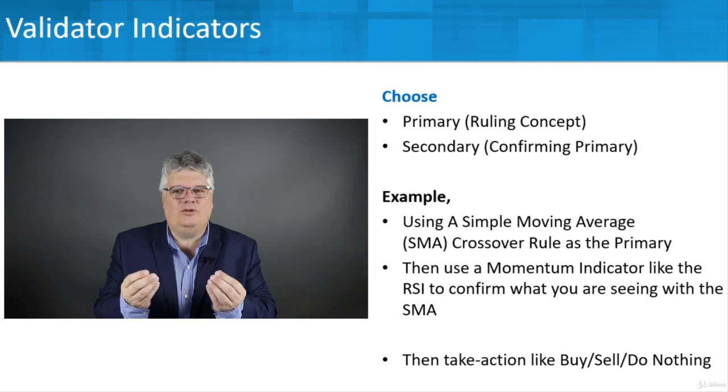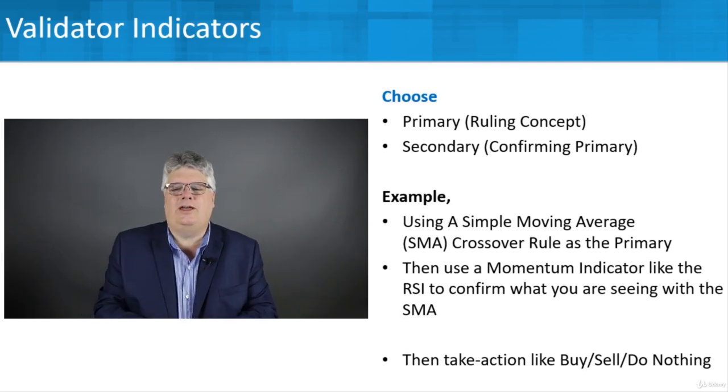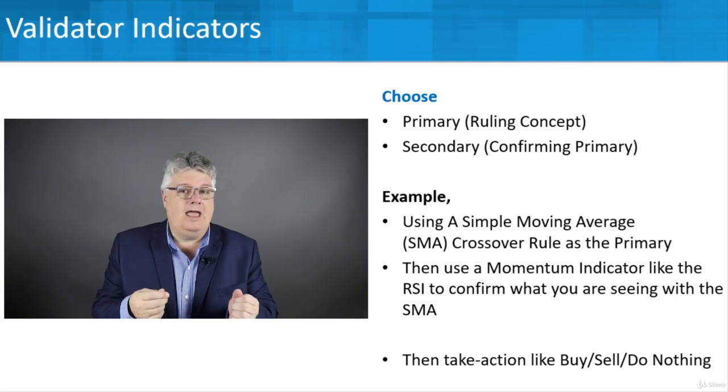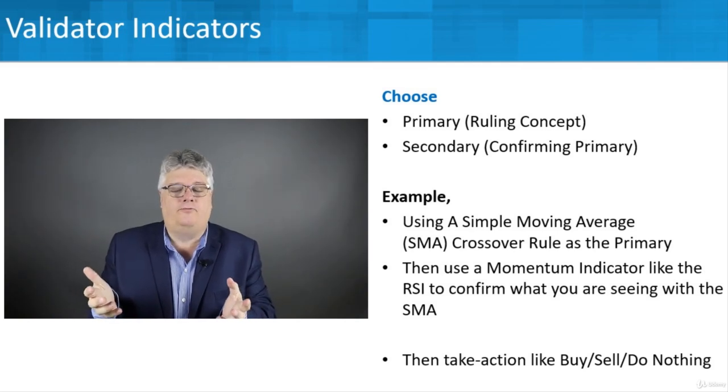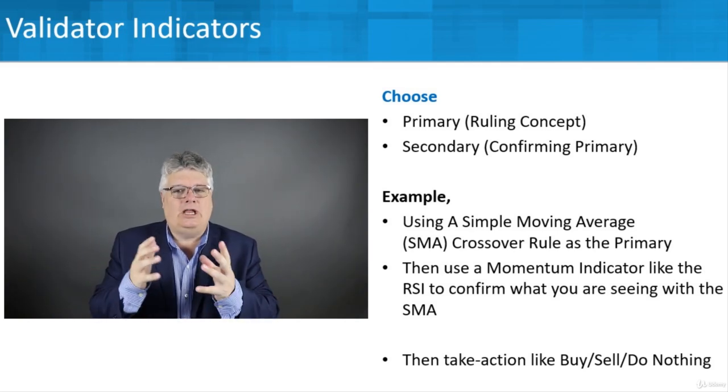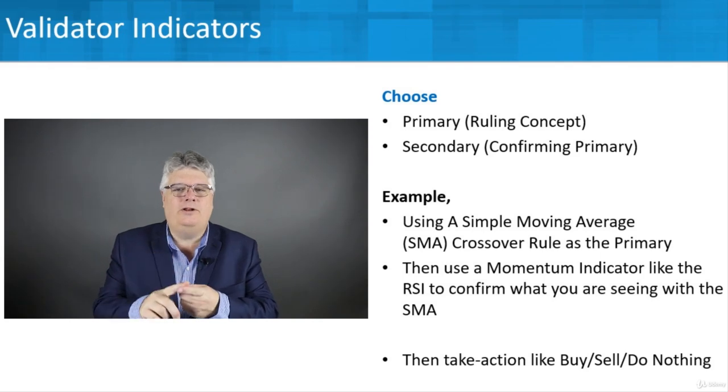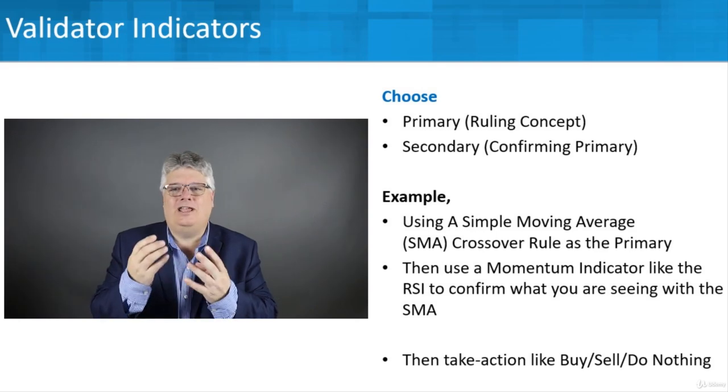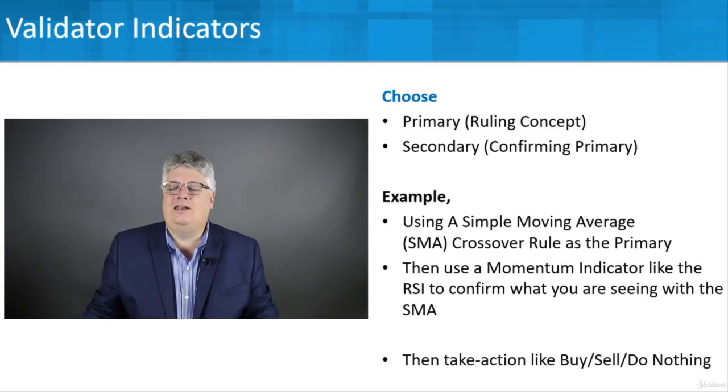So that's two indicators working together. You can add a third or fourth too, but to start with, use two indicators together. And then you take action like buying or selling, or very often actually, do nothing until the situation lines up where your primary indicator is strong and your confirming secondary indicator is confirming that primary. It's a validator indicator, and then you're making a stronger choice.